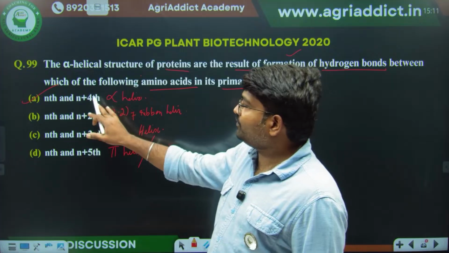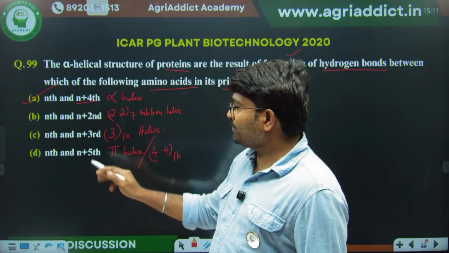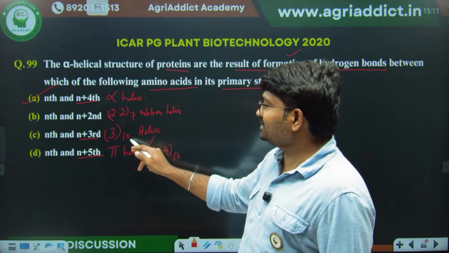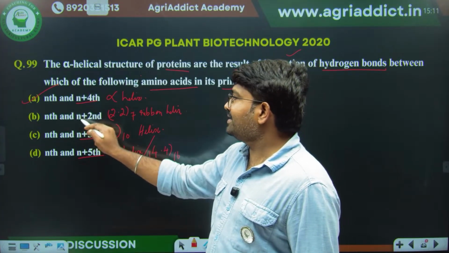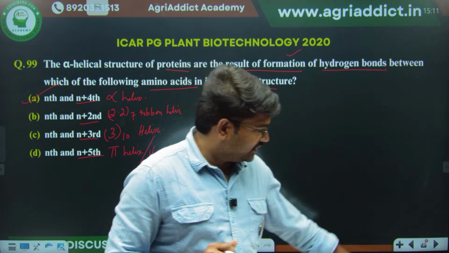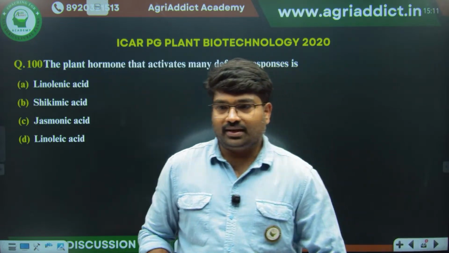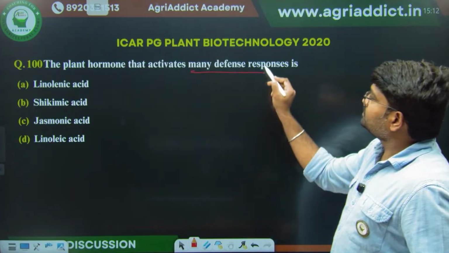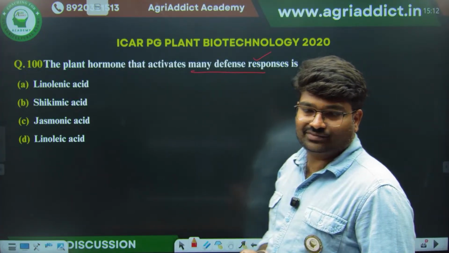Okay. So alpha helix means N and N plus 4. Pi helix means N and N plus 5. N and N plus 3 means 3 by 10 helix. N and N plus 2 means 2.2 by 7 ribbon helix. Okay, clear? Yes.